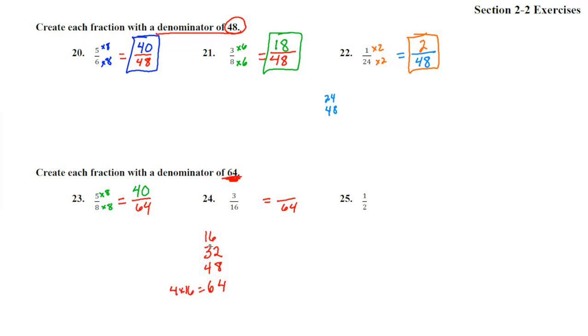So I kind of had to make up my 16 times tables right here by doing 16 plus 16 plus 16 plus 16. So I know now that it's going to be timesing by 4 to get a 64. So that means I have to times by 4 up there. 3 times 4 is 12. 12 64ths is the same as 3/16.